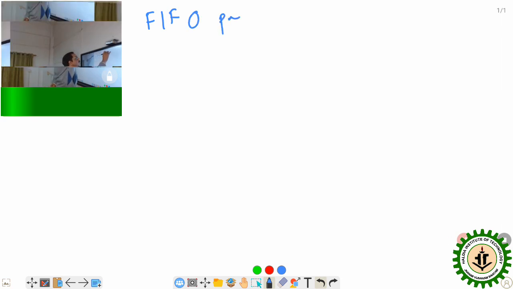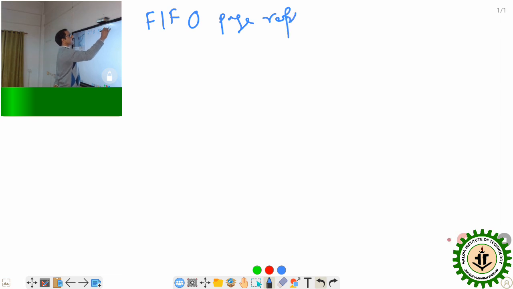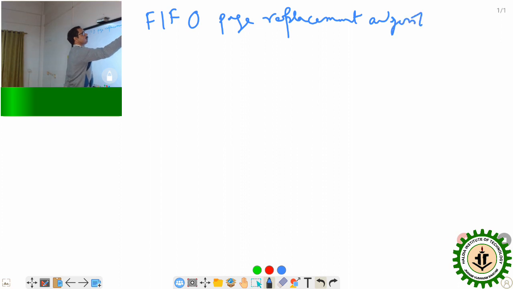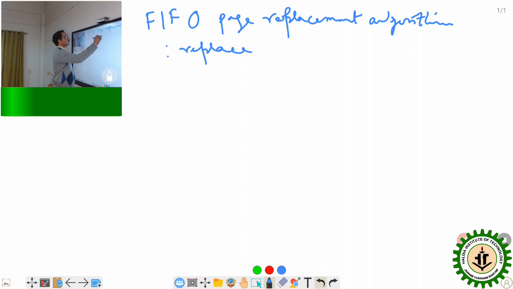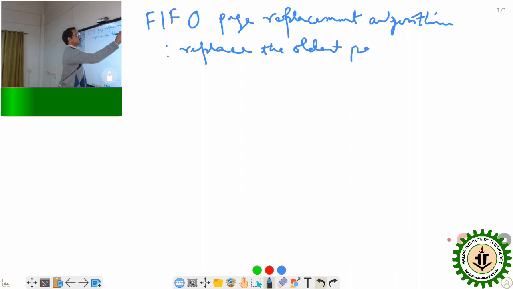The first in first out page replacement algorithm states that whenever a process needs to access a page which is not in memory, it replaces the oldest page.